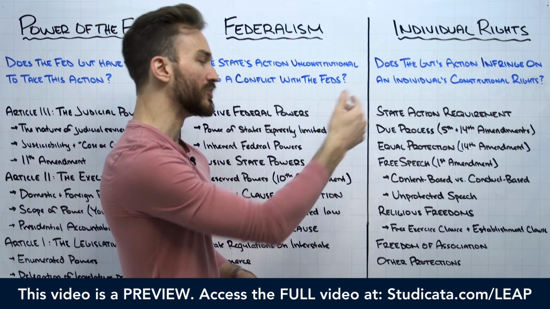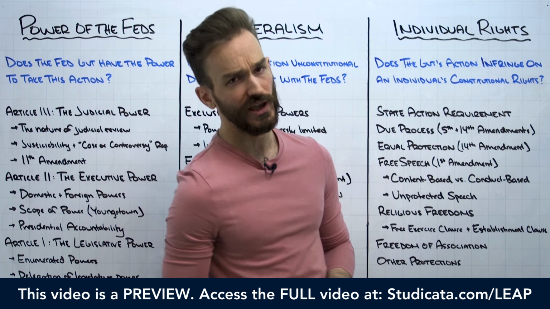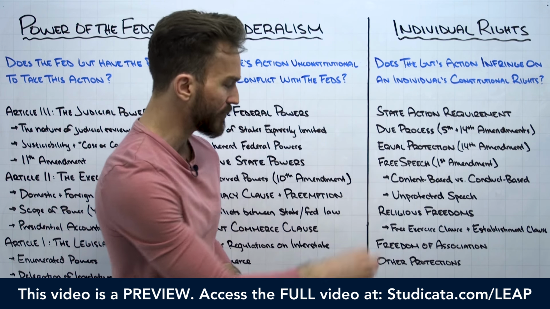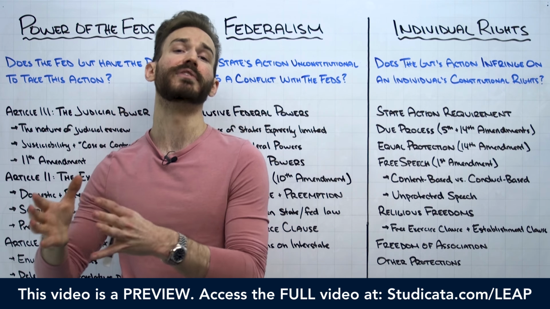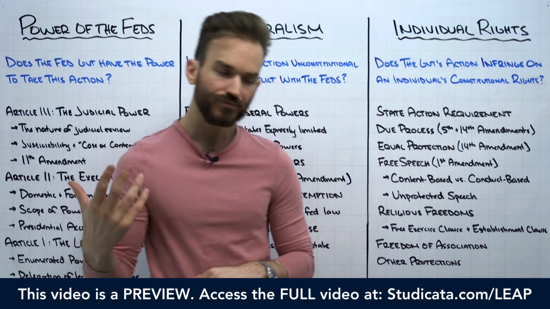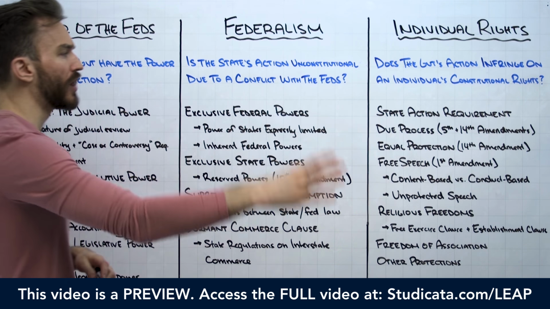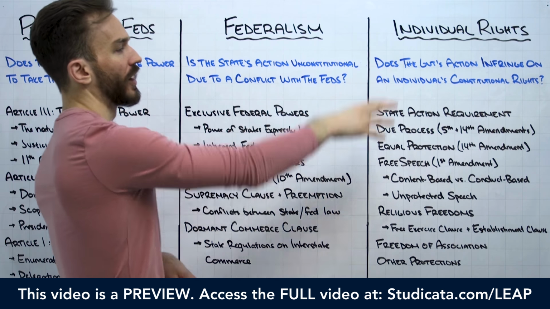Due process, equal protection, free speech, religious freedoms, freedom of association, right? Some of these are in the Bill of Rights, some of these are in different articles, but the idea that we're going to provide a lot of individual protections as well for our people, right? So the approach to the problem James Madison lays out is really a three-prong approach, right?